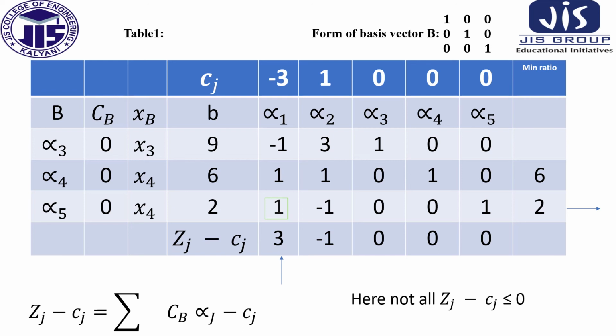to stop. Here we see one positive value is there, one negative value is there and three zeros are there. So one positive value is there, and this will be the entering column.